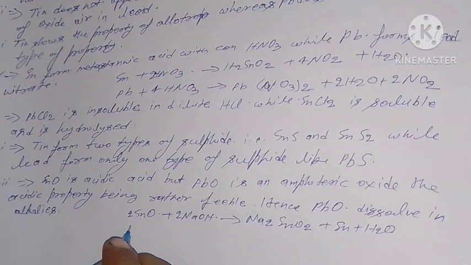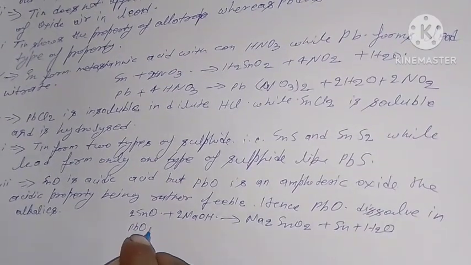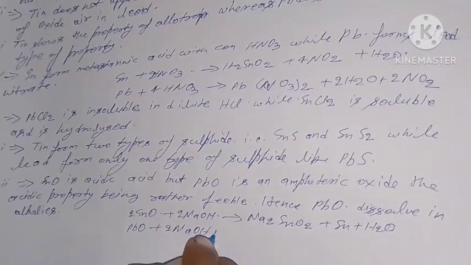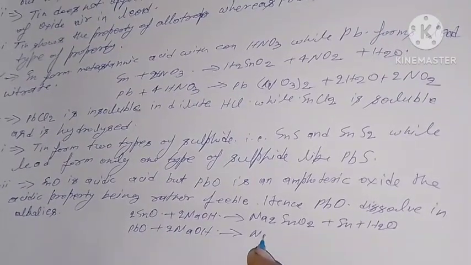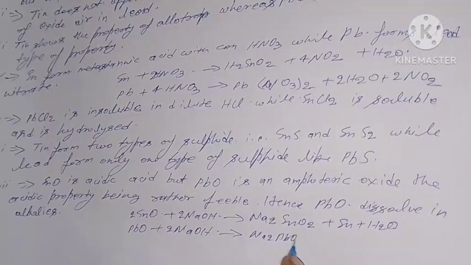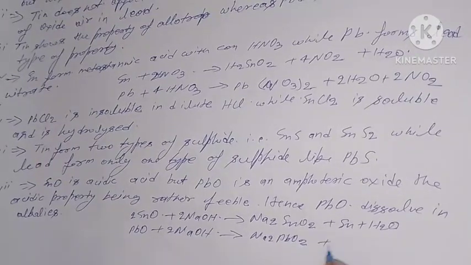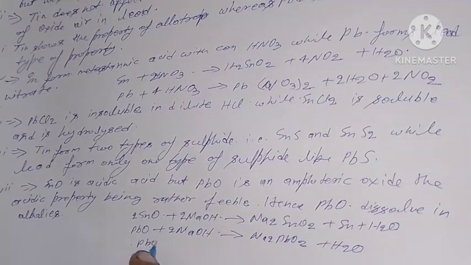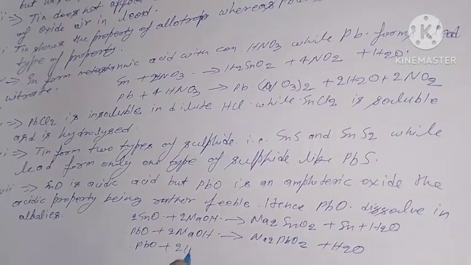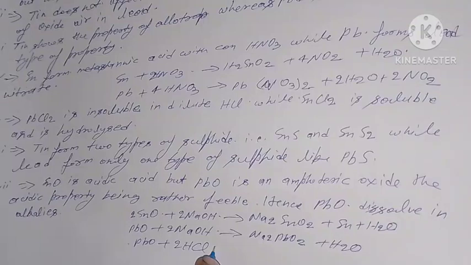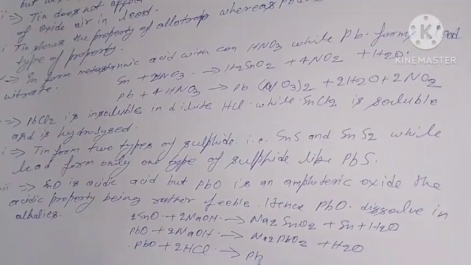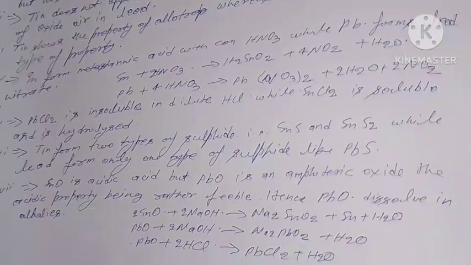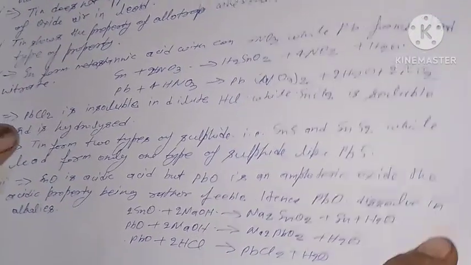Second point, lead monoxide is reacted with 2 molecules of sodium hydroxide to make Na2PbO2 plus water H2O. And third point, lead monoxide is reacted with 2 molecules of hydrochloric acid to make PbCl2 plus H2O, okay.